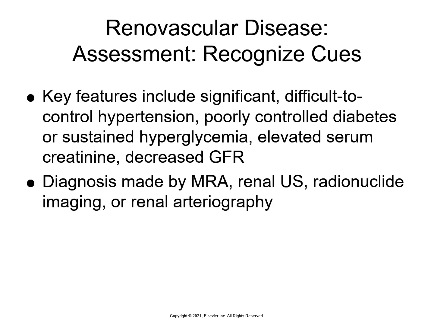So, what are your cues? You are going to look for significant, difficult to control hypertension. You want to know if they have poorly controlled diabetes or sustained hyperglycemia. Look at their serum creatinine and look at their GFR. That's going to be your major cues that something's going on in the kidney.